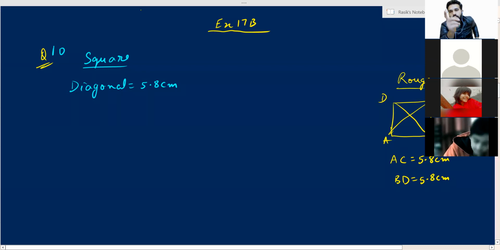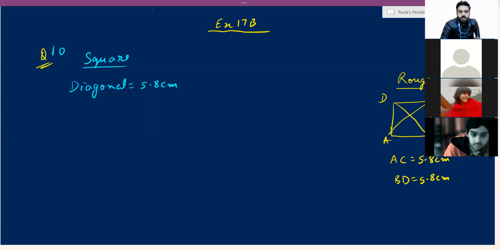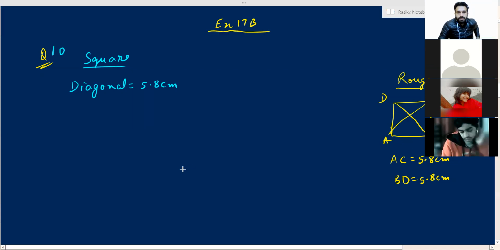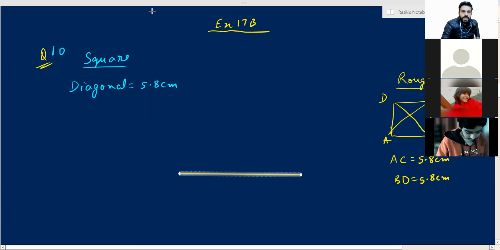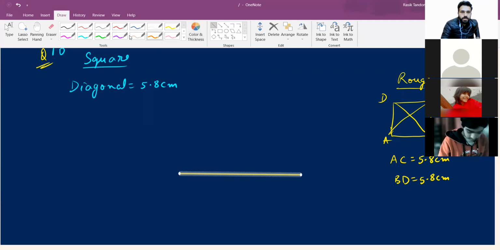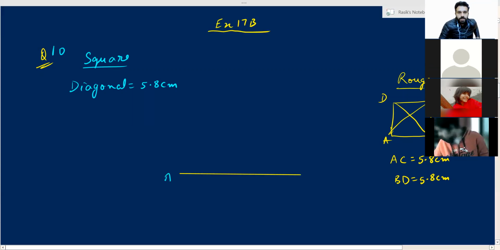So we will be using all the three properties of diagonals of a square. First, diagonals are equal. Second, diagonals are perpendicular. And third, diagonals bisect each other. So using these three properties of diagonals, we will be constructing the square. Very good question. So first, let us draw the diagonal AC. This is diagonal AC of 5.8 centimeters. We have drawn AC. This is not the side of the square. This is the diagonal of the square AC.